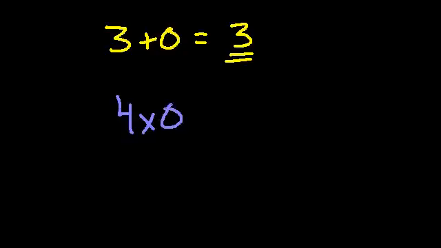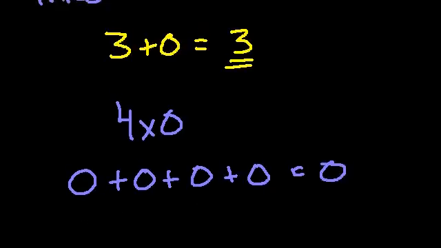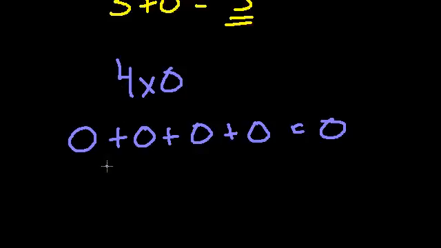What is 4 times 0? Well, this is saying 0 4 times. So what's 0 plus 0 plus 0 plus 0? Well, that's 0, right? I have nothing plus nothing plus nothing plus nothing. So I get nothing. Another way to think of it, I could say 4 0 times.